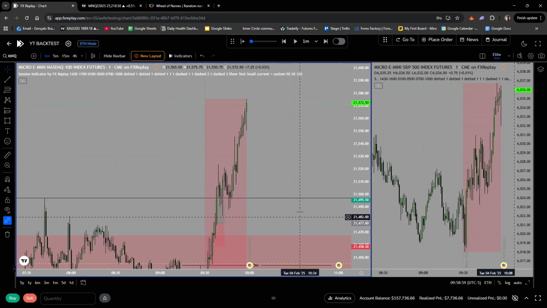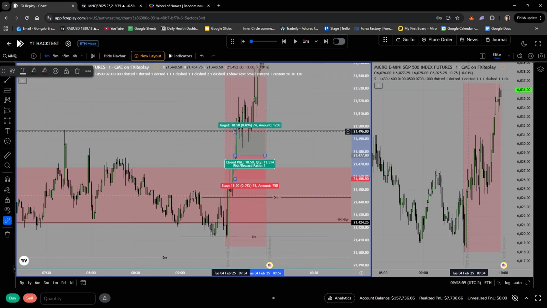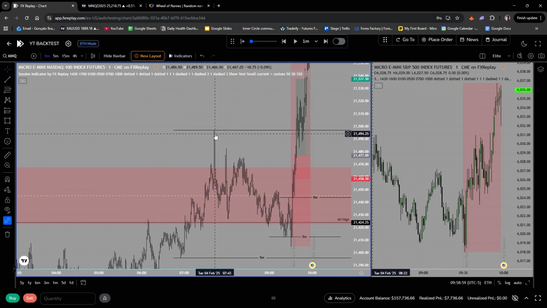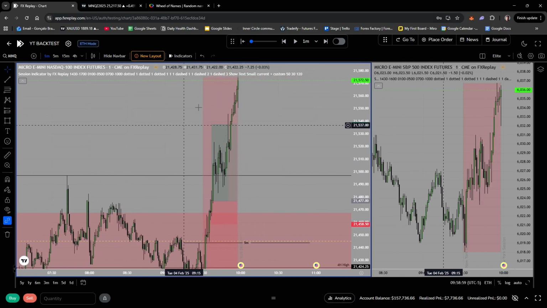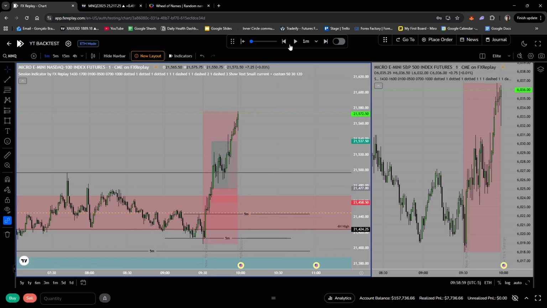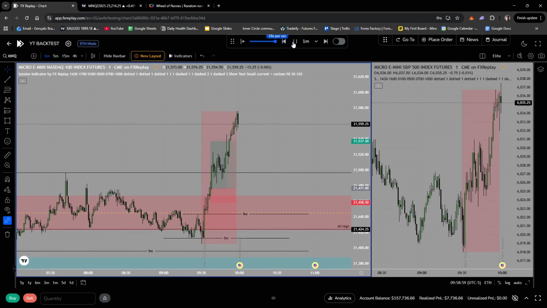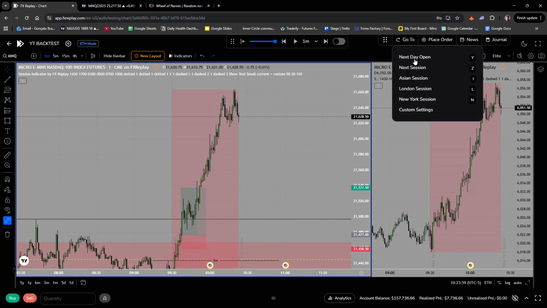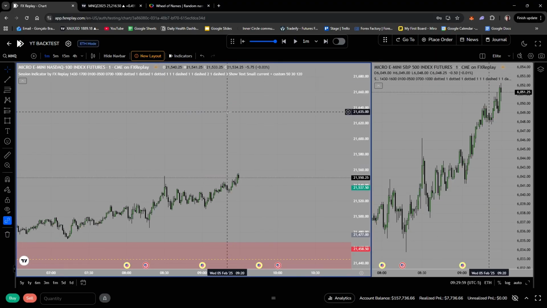Maybe not. Maybe we just do keep being in a continuation. But normally that first open can be the manipulation into a higher time frame PD array before then coming back down and going bearish, like a Judas swing. But today it just wants to run high. I'm actually interested to see. Okay, yeah. Continuation day. Let's come back tomorrow.